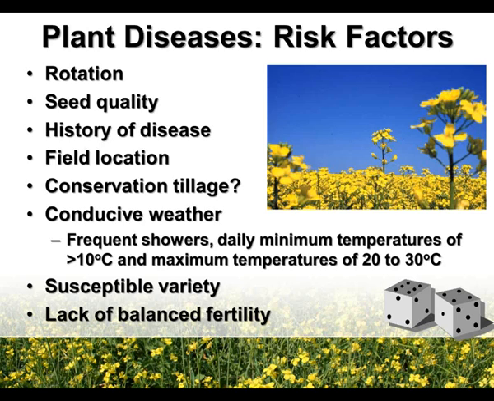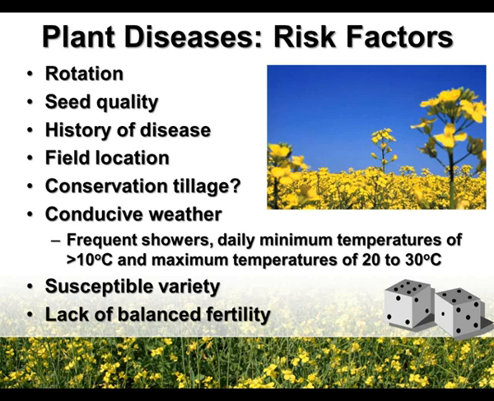Susceptible variety, again, a no-brainer there. If it doesn't have resistance, it's going to have an issue with potential with a particular disease problem. Lack of balanced fertility. Here, deficiencies can predispose the crop to attack. So in canola, if we look at alternaria black spot, a sulfur deficiency can actually increase your risk that black spot will become more of an issue.